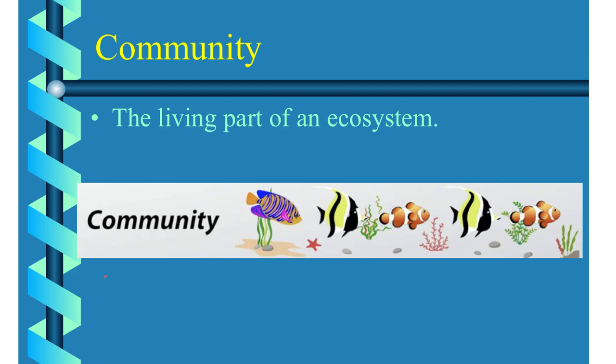The biotic parts of an ecosystem, the living parts, are called the community. It consists of all the different types of animals and plants and bacteria and fungi, everything that's living in that particular ecosystem. So don't get ecosystem and community mixed up. Community is part of the ecosystem, the living part of the ecosystem.